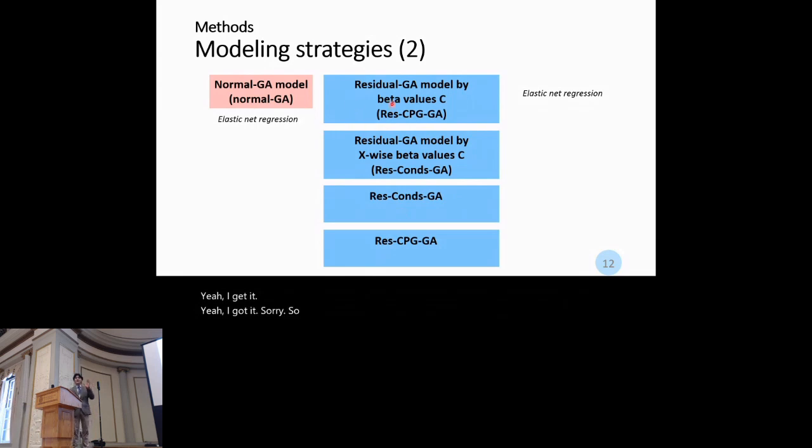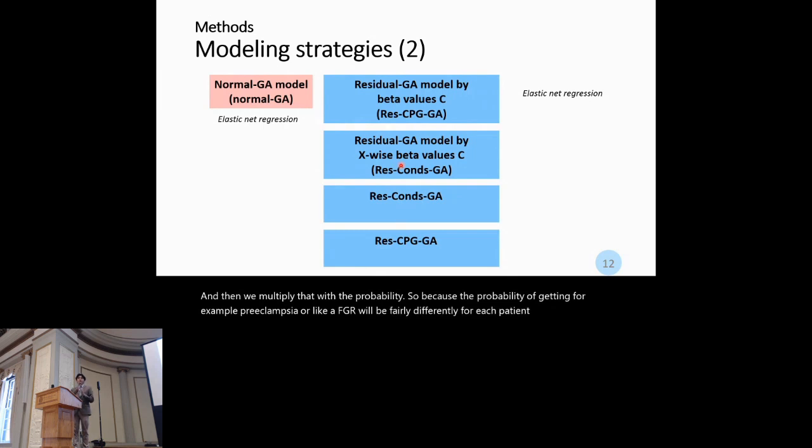For this one, we only use beta values to predict the residual. And we have one model of gestational age for each medical condition. Then we multiply that with the probability, because the probability of getting, for example, preeclampsia or FGR will be very different for each patient. So we multiply each probability with the gestational age predicted by the model for that condition only, and then we average the gestational age. So it's more like a weighted average, weighted by the predicted probabilities.